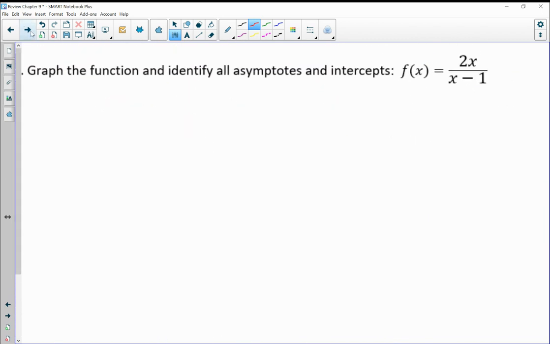Let's take a look at our next one. The function f of x equals 2x over x minus 1. Again, the easiest place to start is the denominator. Set that equal to 0. So x minus 1 equals 0. Add the 1, so x equals 1. So that's our vertical asymptote, x equals 1. Okay, we can go about and try to graph it now.